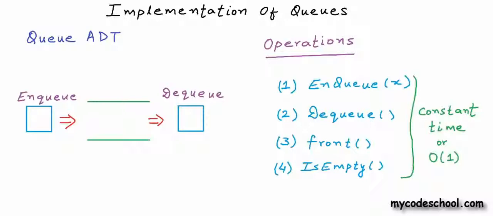I have defined queue ADT with these four operations that I have written here. In an actual implementation, all these operations will be functions. The front operation should simply return the element at the front of the queue. It should not remove any element from the queue. IsEmpty should simply check whether the queue is empty or not. And all these operations must take constant time. Enqueue, dequeue, or looking at the element at the front, the time taken for any of these operations must not depend upon a variable like the number of elements in the queue. In other words, the time complexity of all these operations must be big O of 1.